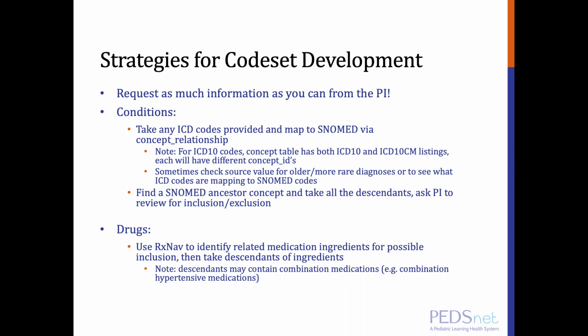For drugs, use RxNav to identify related medication ingredients for possible inclusion, take descendants of the ingredients. You might want to say to your investigator, here are all the ingredients. What do you think? Note that if you start with an ingredient and you take descendants, you may hit combination medications. So this comes up a lot with antihypertensive medications. So these meds may contain a diuretic, an ACE inhibitor, or an ARB. So you may want to talk to the investigator. How do they want to handle combination meds?